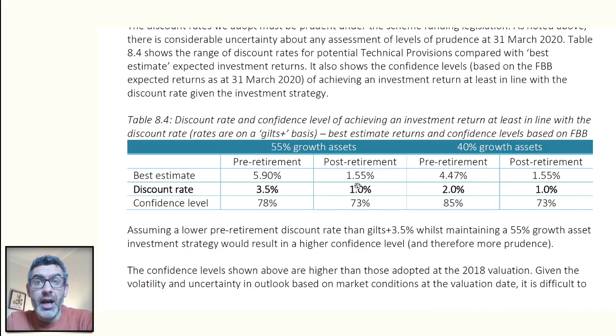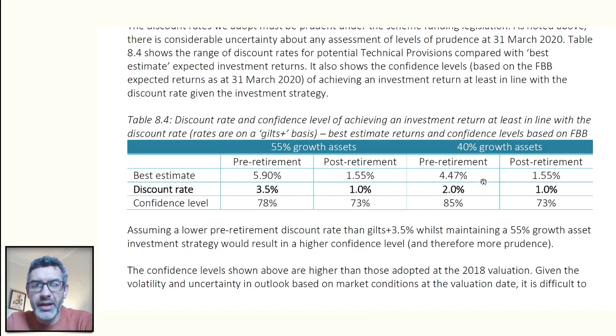But here, the gilts plus 1% we saw on the previous page features, but the best estimate, the 50% of the time, USS think they could get gilts plus 1.55%. The gilts plus 1% corresponds to a 73% confidence level. Again, a higher confidence level than the 67% used in previous valuations.